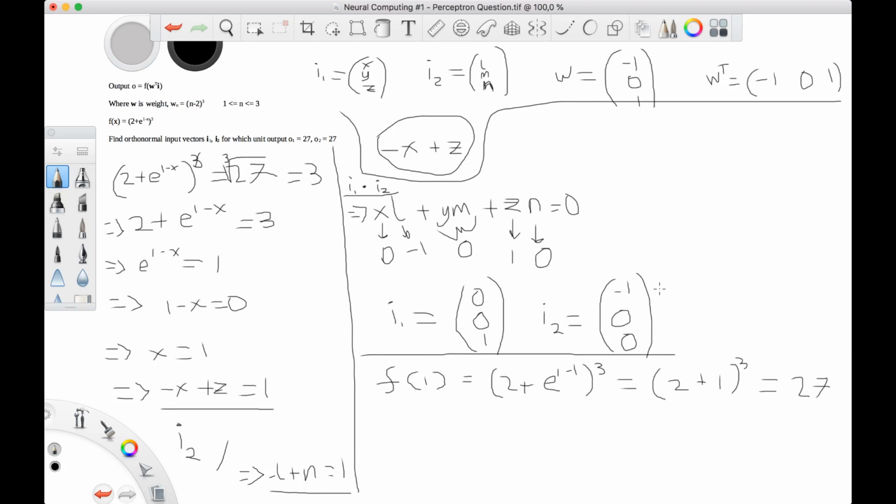Well, what about them being unit vectors? Well, as you can see, they're already unit vectors. They're already of length 1, because it's just 0, 0, 1, and minus 1, 0, 0. Normally, we'd need to calculate the magnitude and divide each component of the vector by the magnitude to make this into a unit vector. But in this case, we don't need to do that. So our answer is just I1 is equal to 0, 0, 1, and I2 is equal to minus 1, 0, 0.